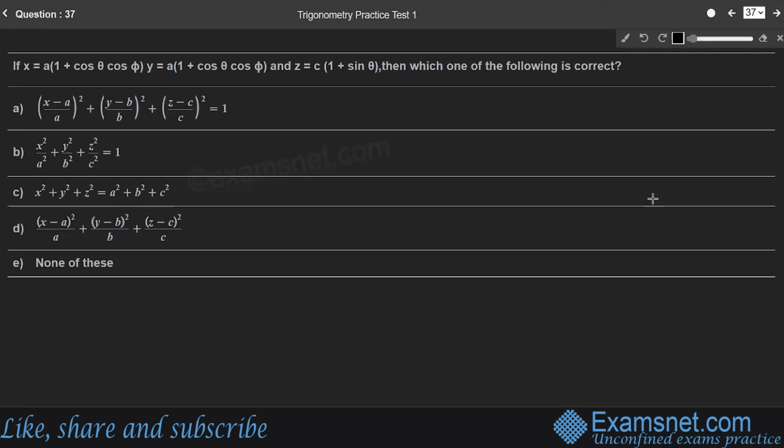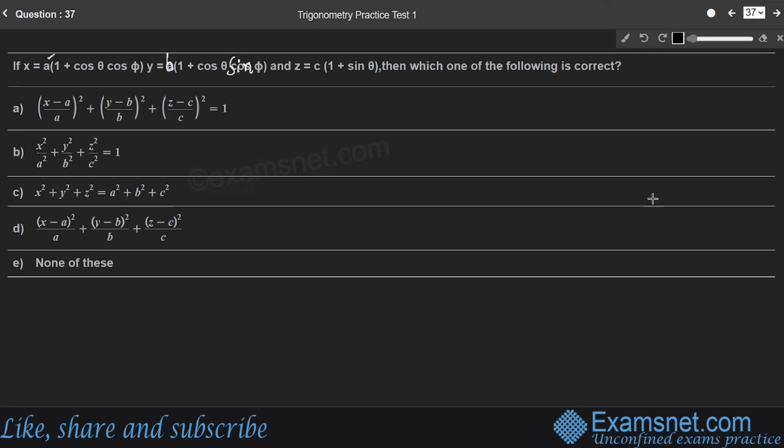Question 37. If x is equal to a into 1 plus cos theta into cos pi, and y is equal to, here is a small correction. So y is equal to b into 1 plus cos theta into sin pi. Should be sin pi, right? And z is equal to c into 1 plus sin theta. Then which one of the following is correct?